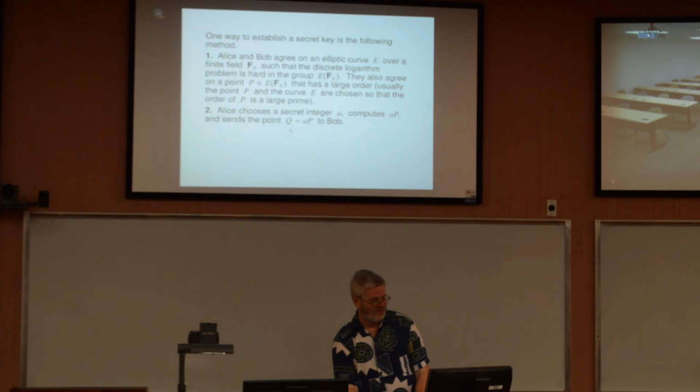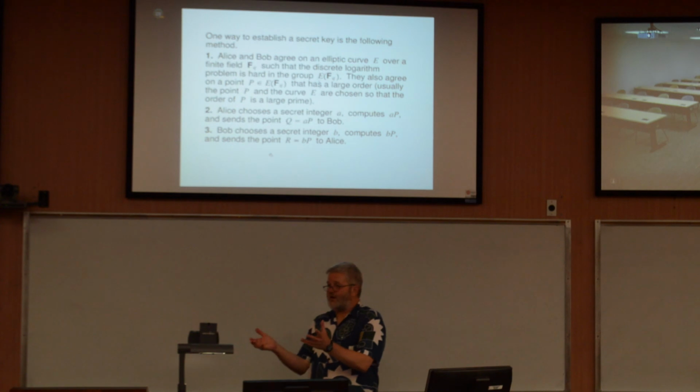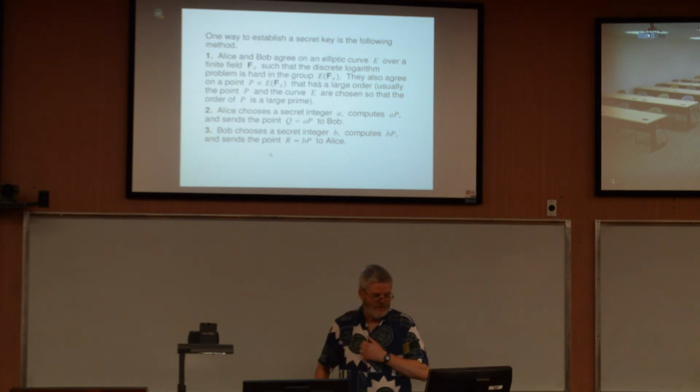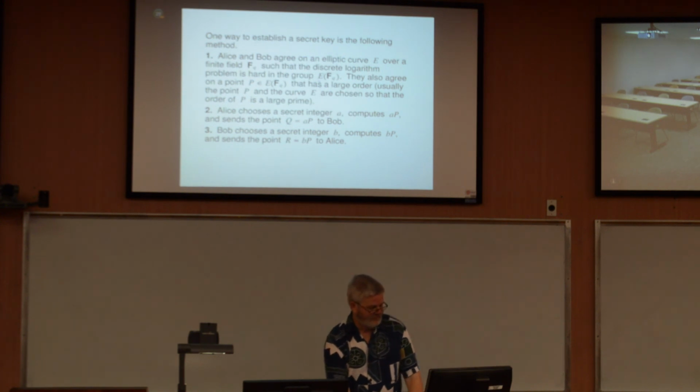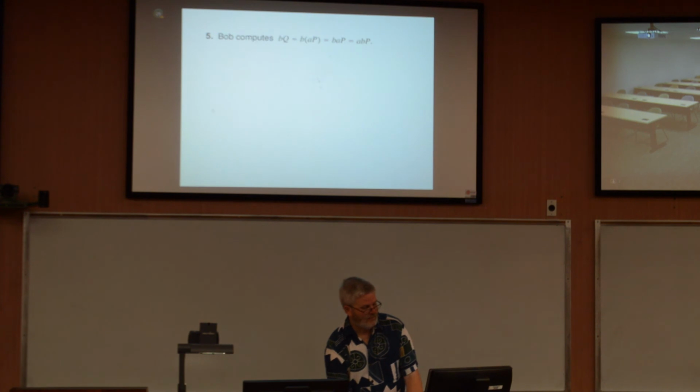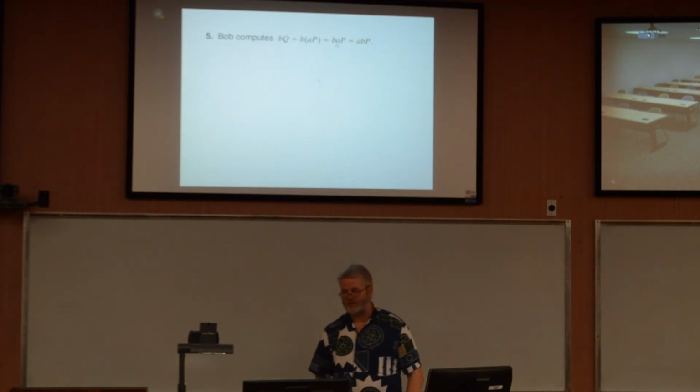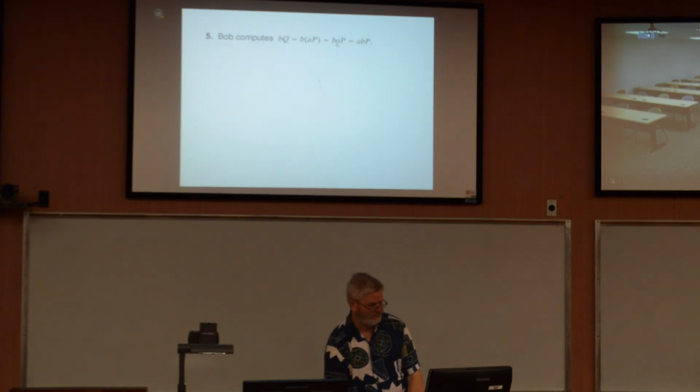Alice chooses a secret integer A, computes A times P, and sends the point Q, called Q, to Bob, which is AP. And we saw how you make AP. That's where you're just adding P to itself. But that A is going to be very large, and so you have a computer do it. Bob chooses a secret integer B, computes BP, and sends R equals BP to Alice. So Alice computes A times R, which is ABP, and Bob computes BQ, which is BAP, which is ABP, because multiplication of counting numbers is commutative.